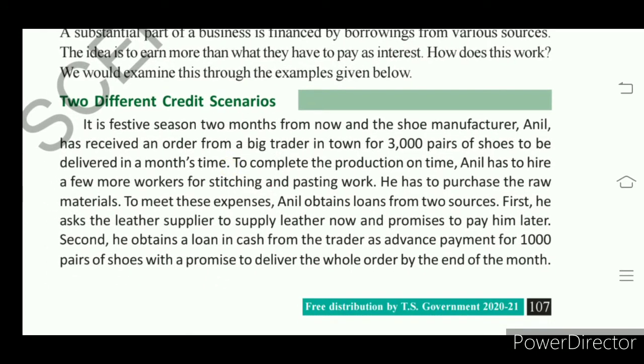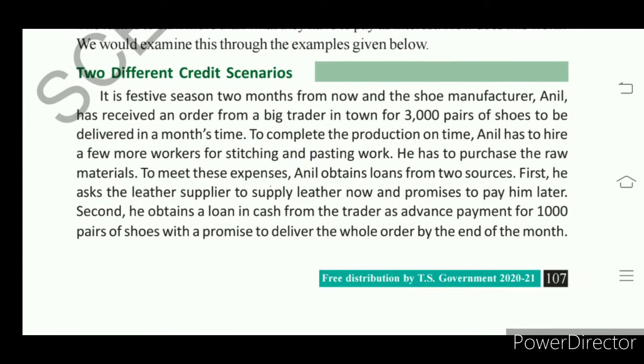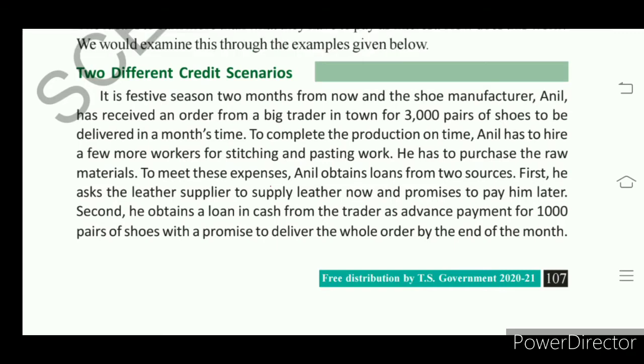To understand how this credit system works, let us see two different examples. Let's move with one example. Here it is given that it is a festive season two months from now. What is my festive season? It may be Diwali or Dasara or Sankranti, something. Two months are there for the festival.